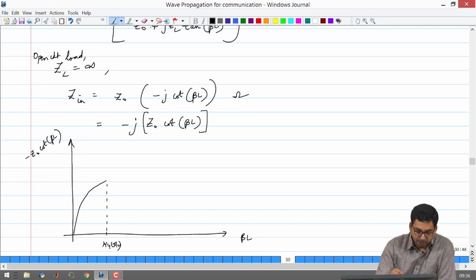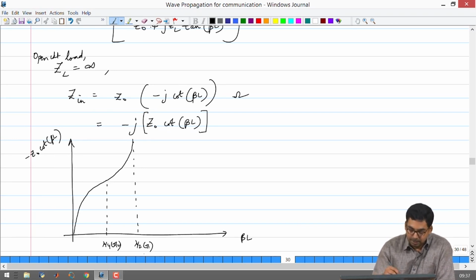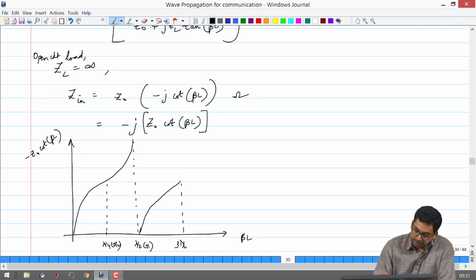And then you will have this rising up, and then there will be a discontinuity. This will correspond to lambda over 2, or pi. And then once again, 3 lambda divided by 4.